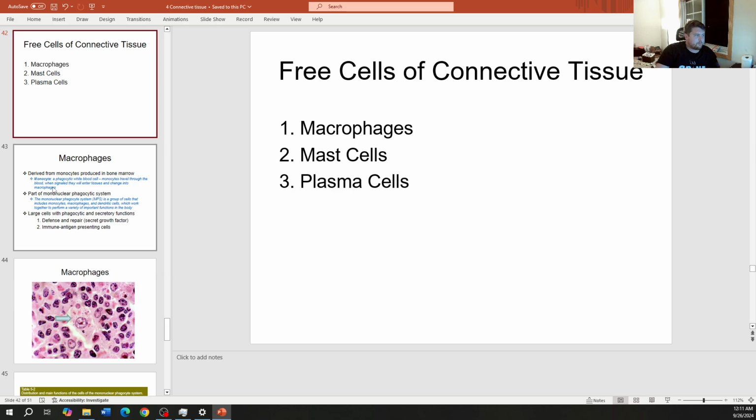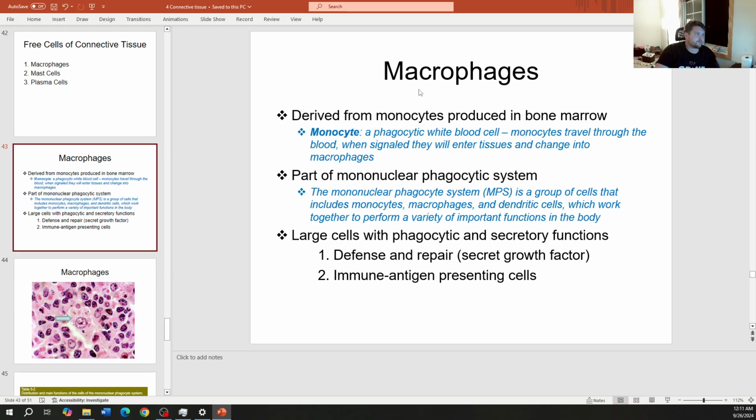Okay, macrophages, mast cells, and plasma cells. So macrophages are derived from a different type of cell called a monocyte, which is produced in the bone marrow. A monocyte is a type of phagocyte, like a swallowing cell, an eating cell. Their job is to swallow and dissolve and break down other cells that are not supposed to be there or that are no longer working.